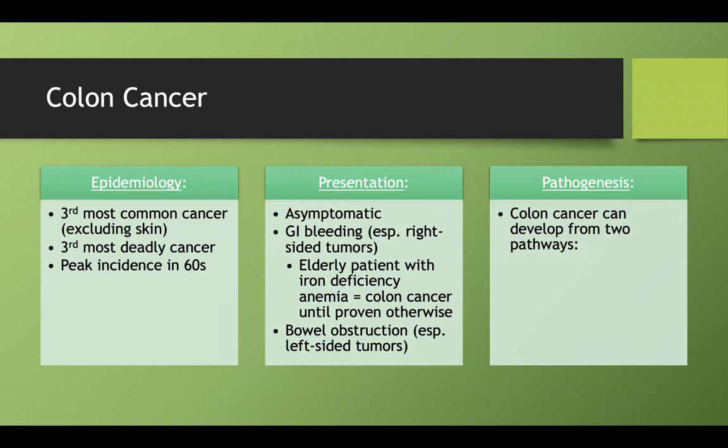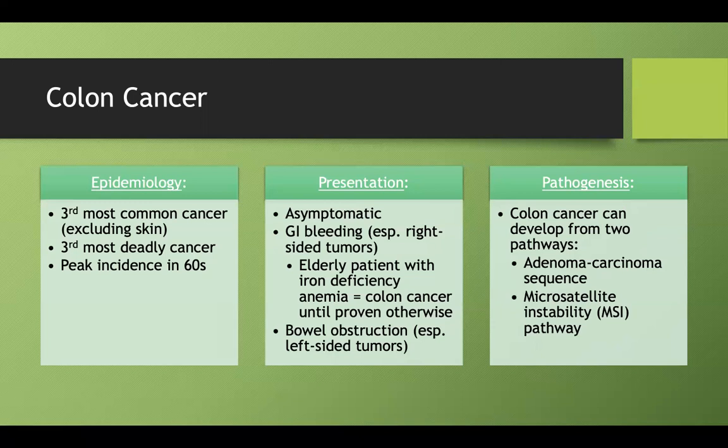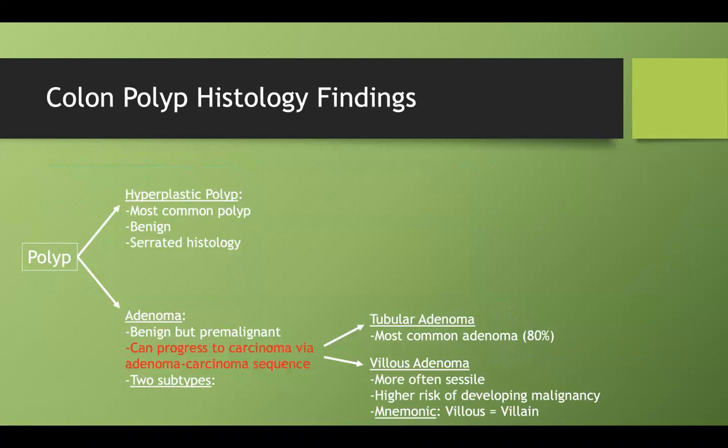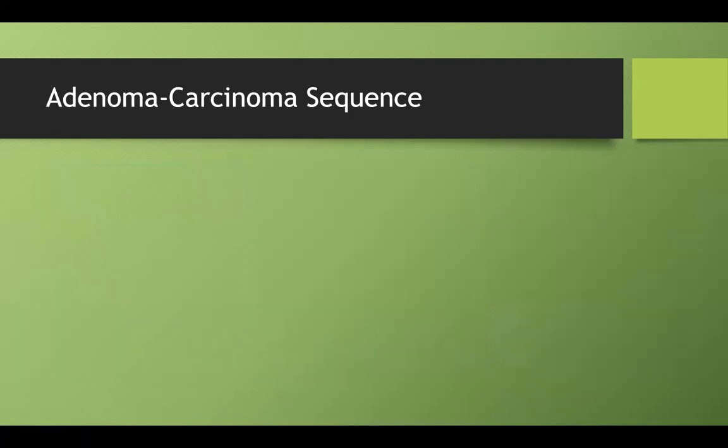You need to know both pathways from which colon cancer can arise, okay? There's the Adenoma-Carcinoma Sequence, which I've alluded to a little bit in the polyp section. And there's also something called the Microsatellite Instability pathway, or the MSI pathway. Let's talk about the Adenoma-Carcinoma Sequence first. Here's from our colon polyp histology slide. I told you that some adenomas are able to progress to carcinoma through this sequence. So how does this sequence work?